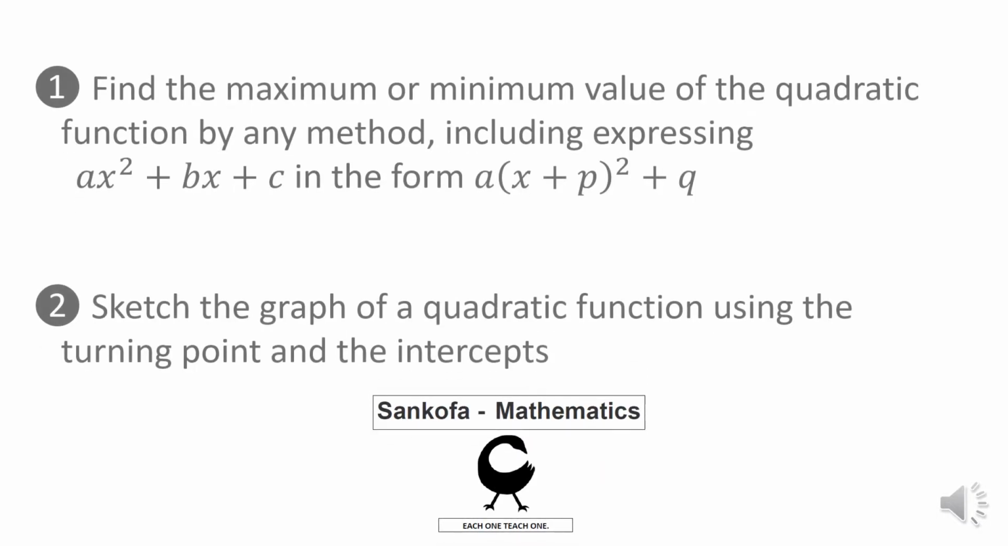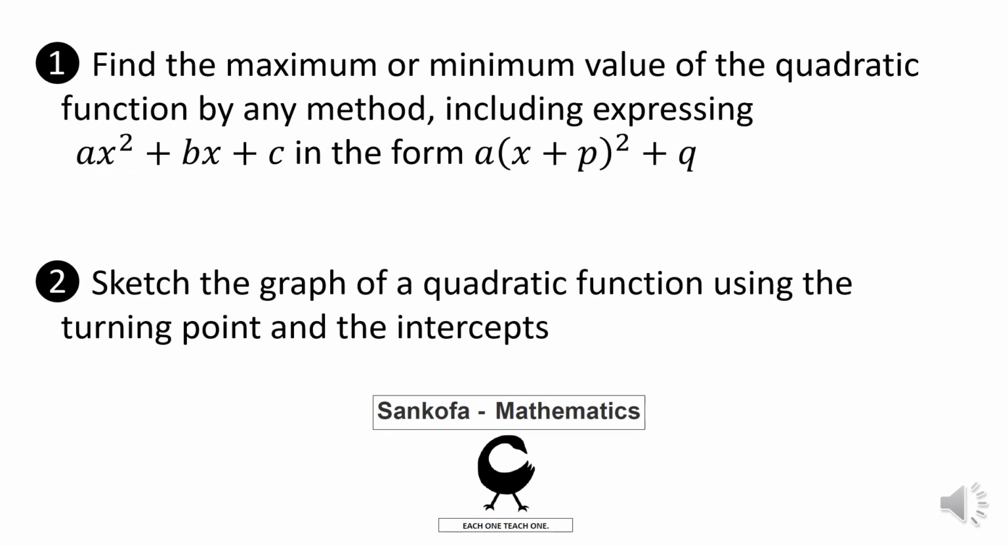So what I'm doing today is I'm going to do a few questions, about three of them, on finding the maximum or the minimum value of a quadratic function by any method, including expressing the function ax squared plus bx plus c, which is the quadratic function, from standard form into vertex form. And then we're going to do a bit of sketching, using the turning points and also the intercepts.